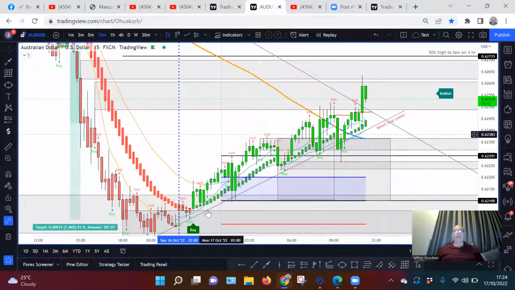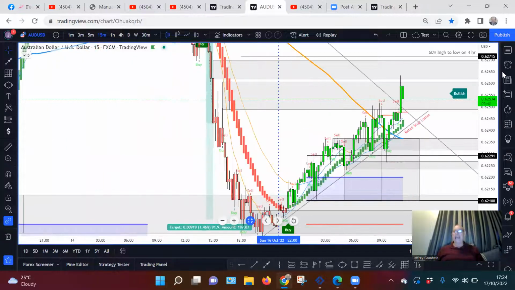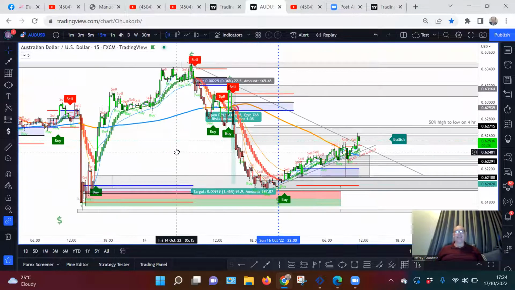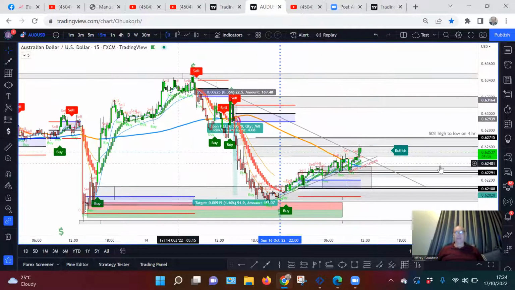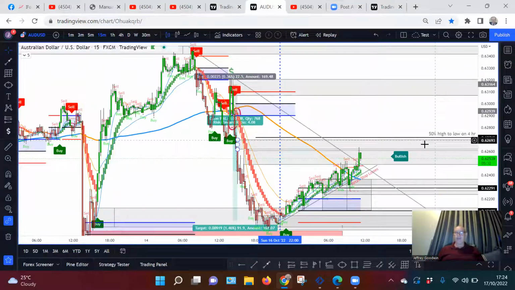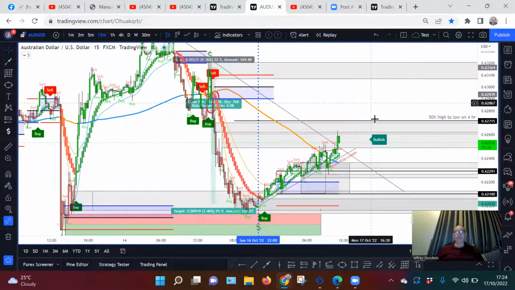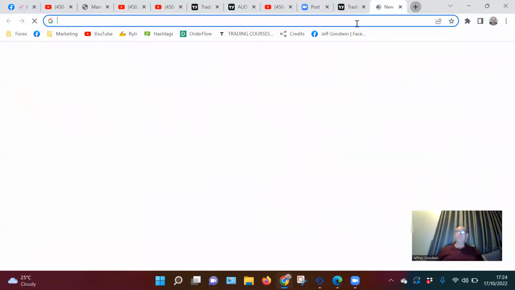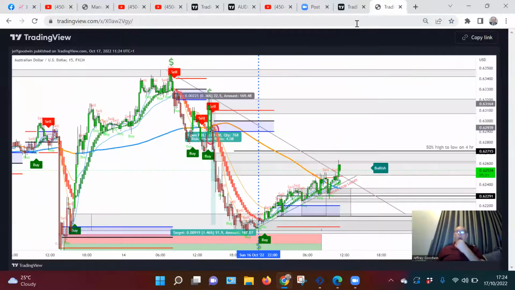I'm going to find out later on, ladies and gentlemen, if it turns around. If it turns around. That's what we've got. Remember? 50% high for the 4-hour time frame. We're already there. On the daily. Take a snapshot. It does. This area, not long ago.